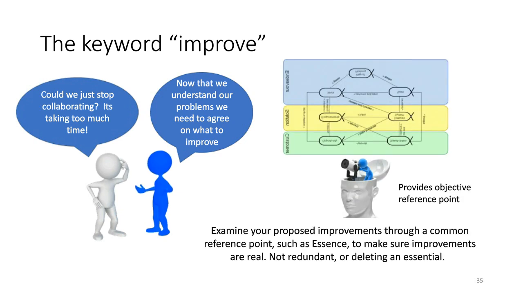So by examining your proposed improvements through a common reference point, such as Essence, a team can gain added assurance their improvements are real improvements and not just redundant or not deleting something essential, which is common when teams get stressed, such as coders who just get focused on getting their code to work and stop collaborating, which often leads to more rework later, which, by the way, I would also add here that this was the reason the Neuro team in my Neuro case study hired me, because they had this exact type of problem.